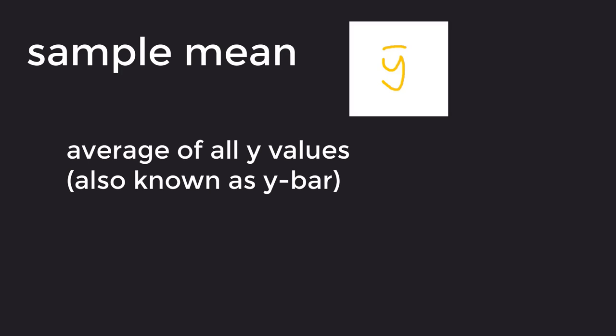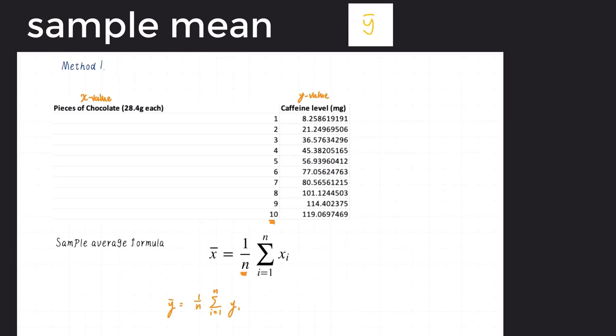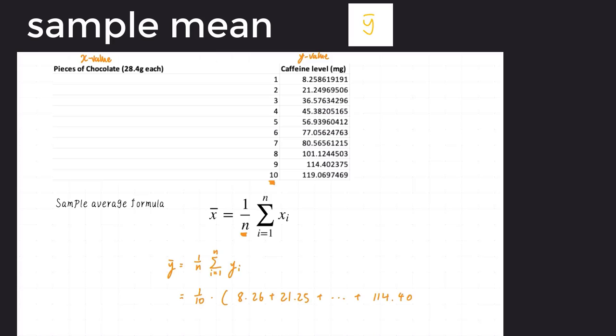For the first method, it can be calculated using the sample average formula, 1 divided by n times the sum of yi, where n equals the number of observations in the sample, also known as the sample size. In this case, n equals 10, and we can apply this formula to the values in the table.